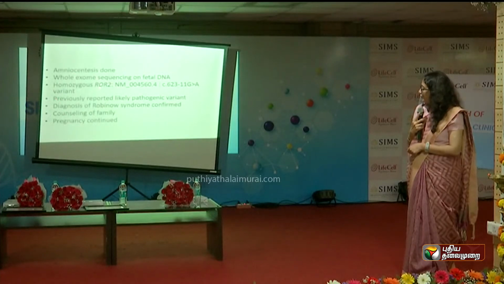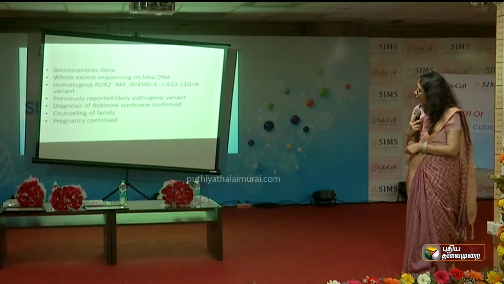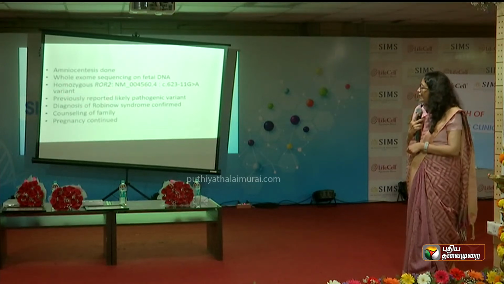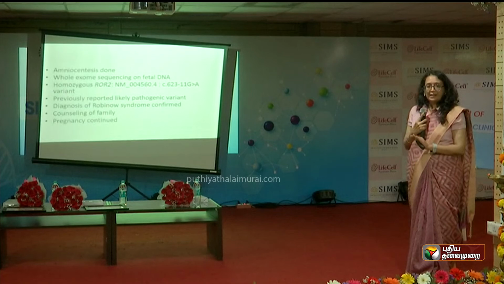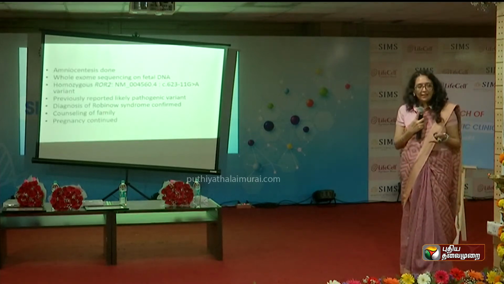So we did amniocentesis, we did exome sequencing on the DNA, and we were able to confirm the mutation in this gene, and we were able to confirm that the baby has Robinow syndrome. How did this help this family?